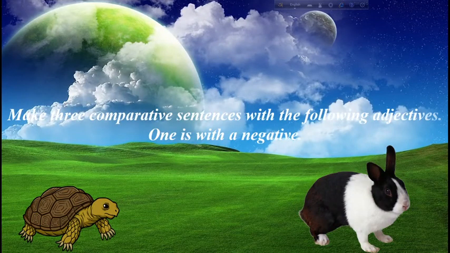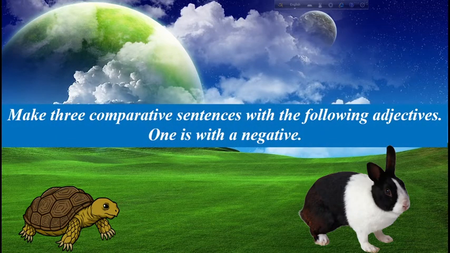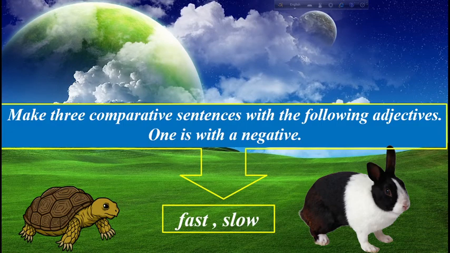What are the pictures you are looking at? Make 3 comparative sentences with the following adjectives. One is with a negative. Dear learners, are you clear? Fast and slow. The first one is: the hare is fast, but the tortoise is slow.